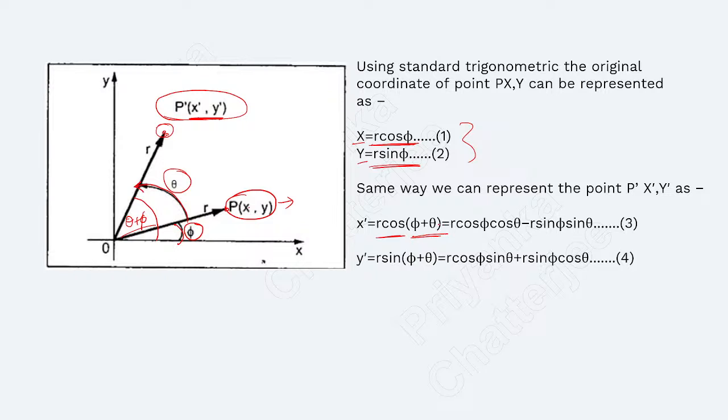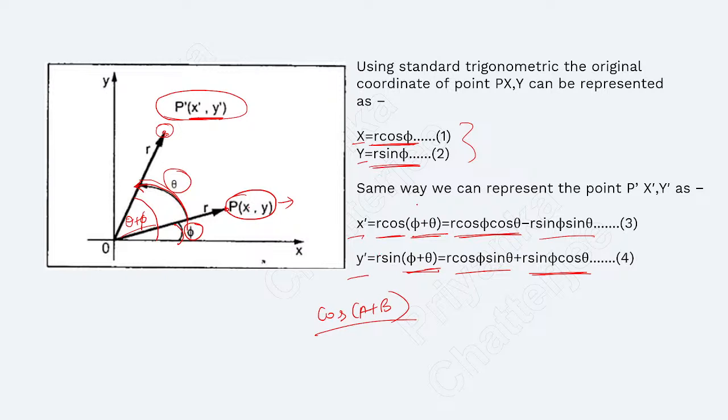So r cos (theta plus phi) means cos (A plus B). According to that formula, what is it? Cos A cos B minus sin A sin B. And in the same way, y dash will be r sin (A plus B), because this angle is theta plus phi. According to the formula of sin (A plus B), it is sin A cos B plus cos A sin B. That's why your answer will be this one, x dash and y dash.